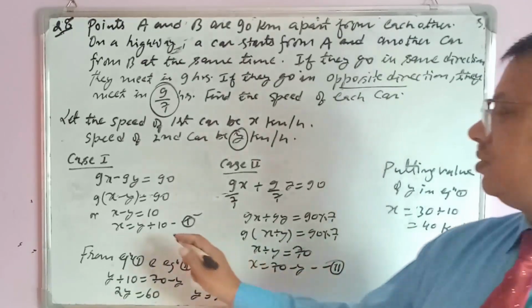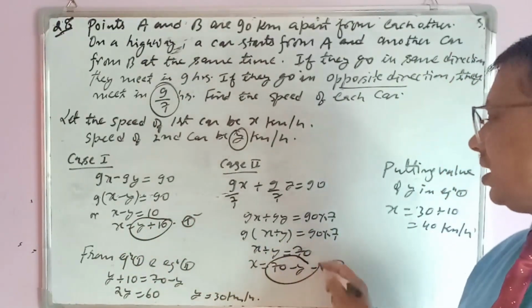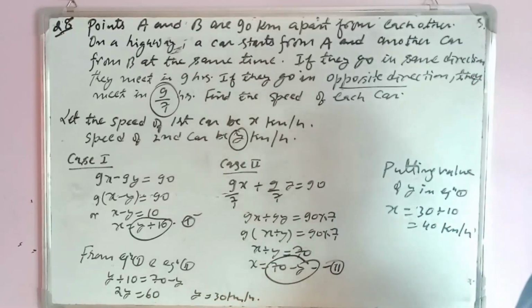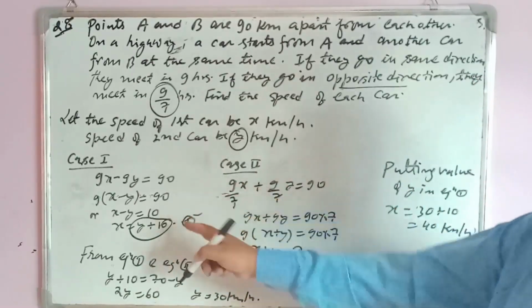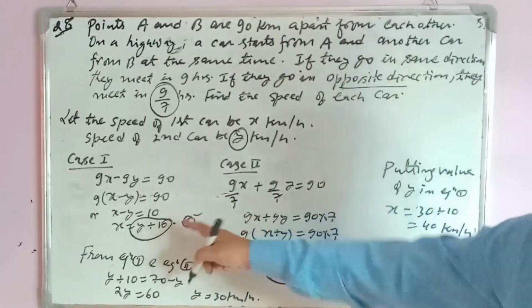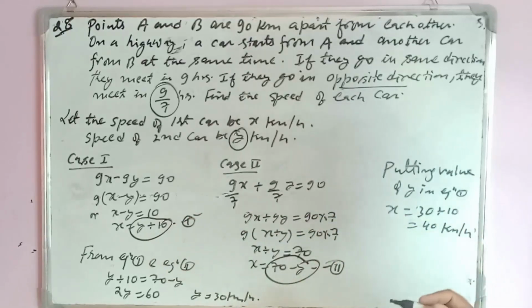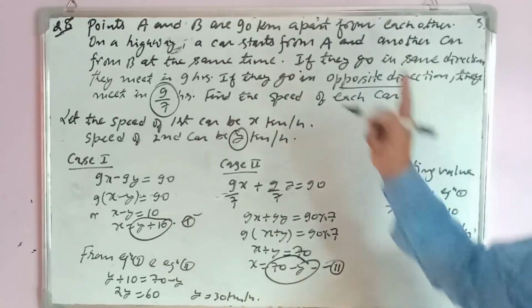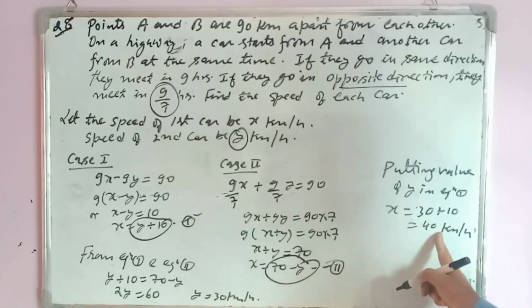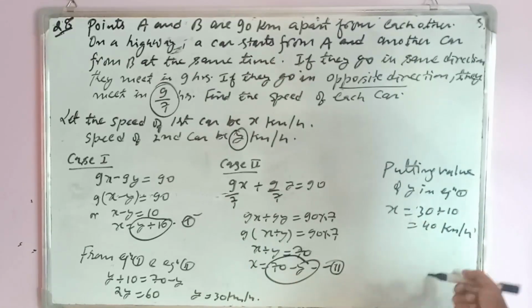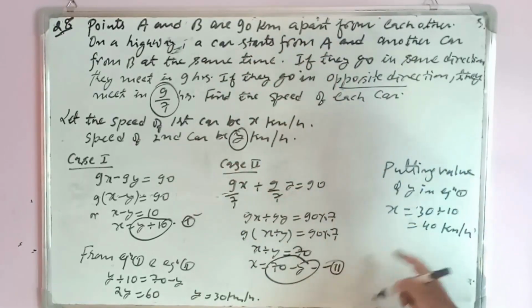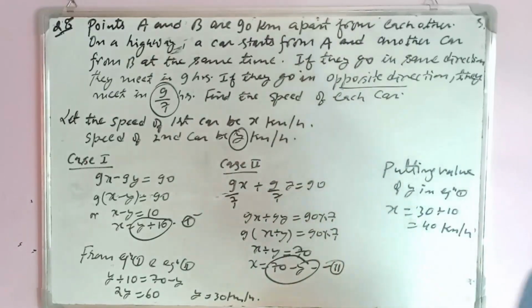From equation 1 and 2, equating them, we get the value of y as 30 km per hour. Putting the value of y in equation 1, x equals 30 plus 10, 40 km per hour. Therefore, the speed of the first car which moves from point A is 40 km per hour. The speed of the second car which started from point B is 30 km per hour.